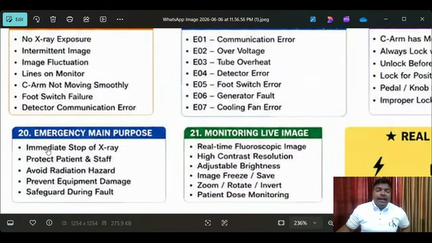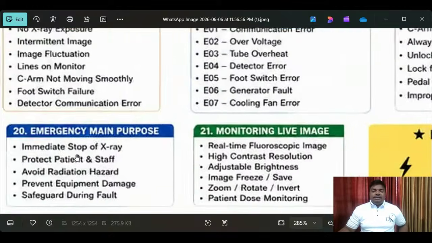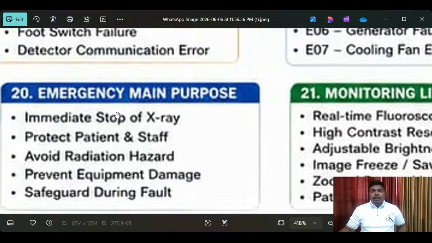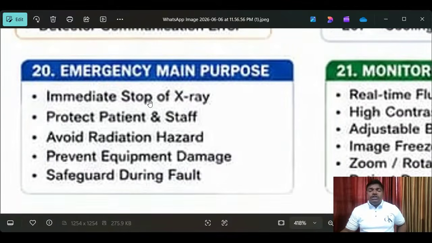Let's come to point 20, the emergency main purpose. These are the questions. When you question yourself in your mind, definitely at the end of the day you will get success in your life. Emergency main purpose: immediate stop of X-ray, protect patient and staff, avoid radiation hazard, prevent equipment damage, and safeguard during fault.